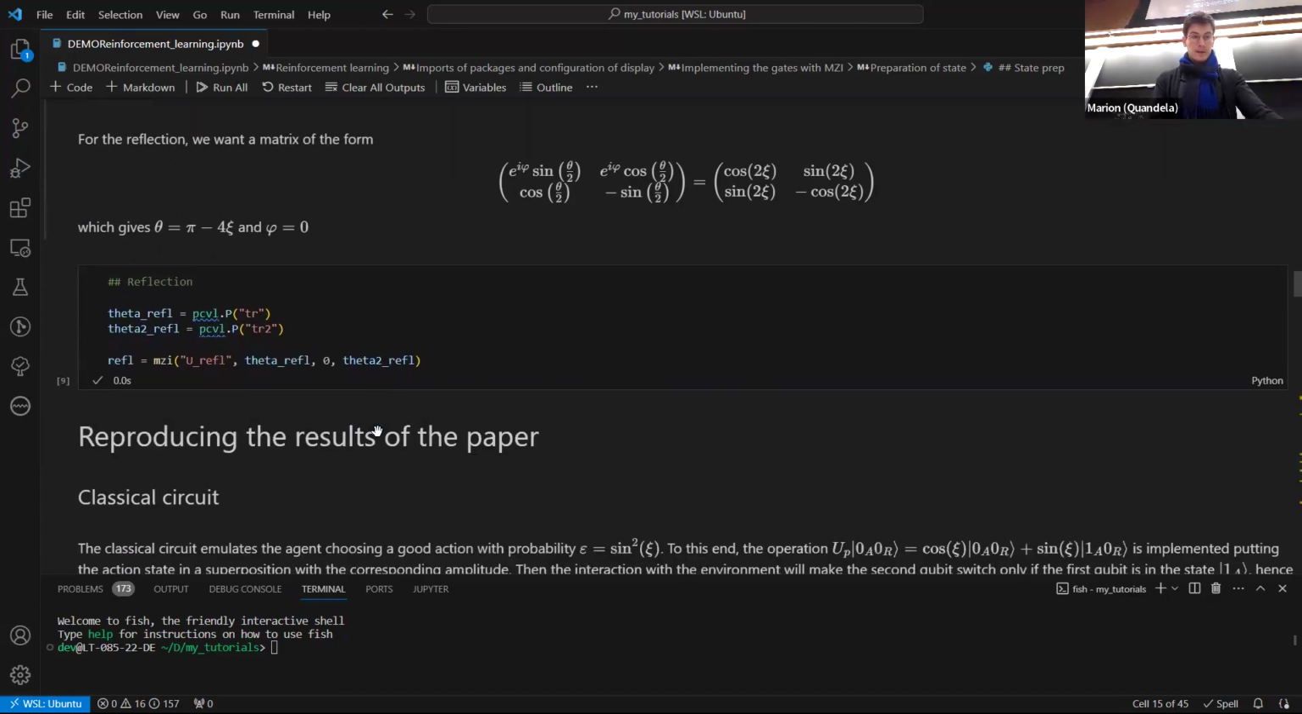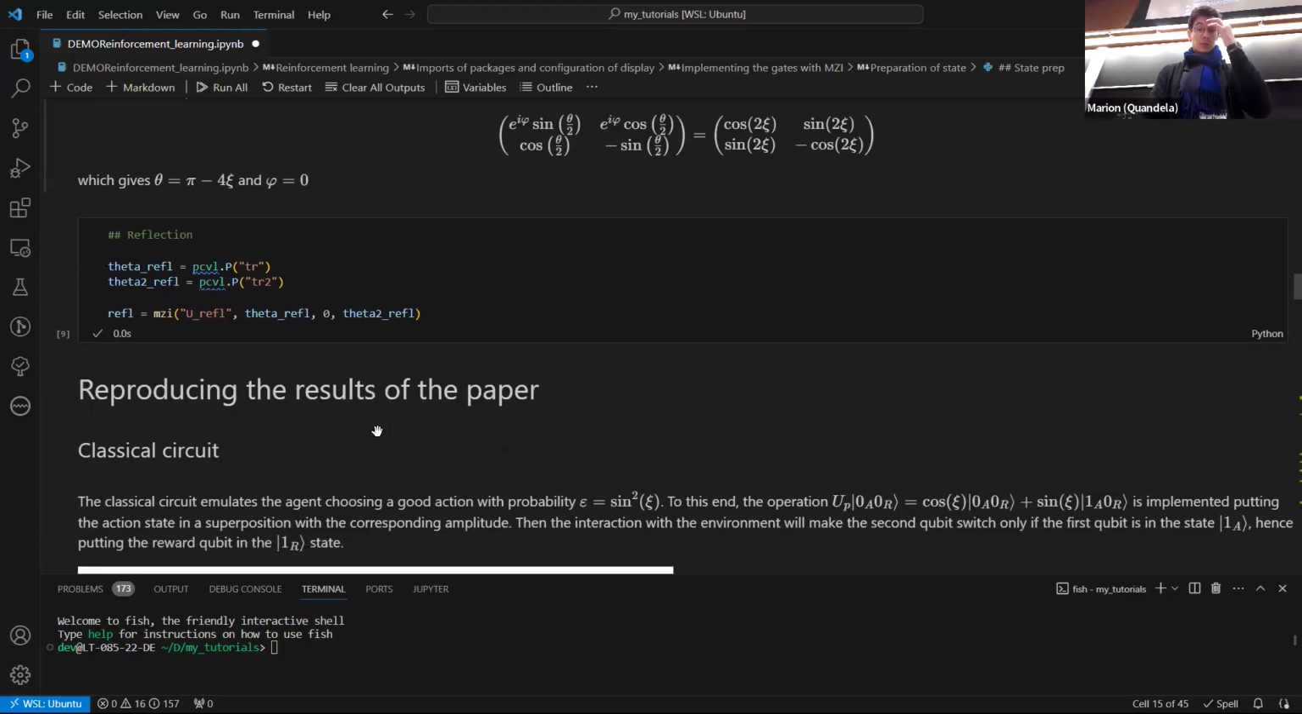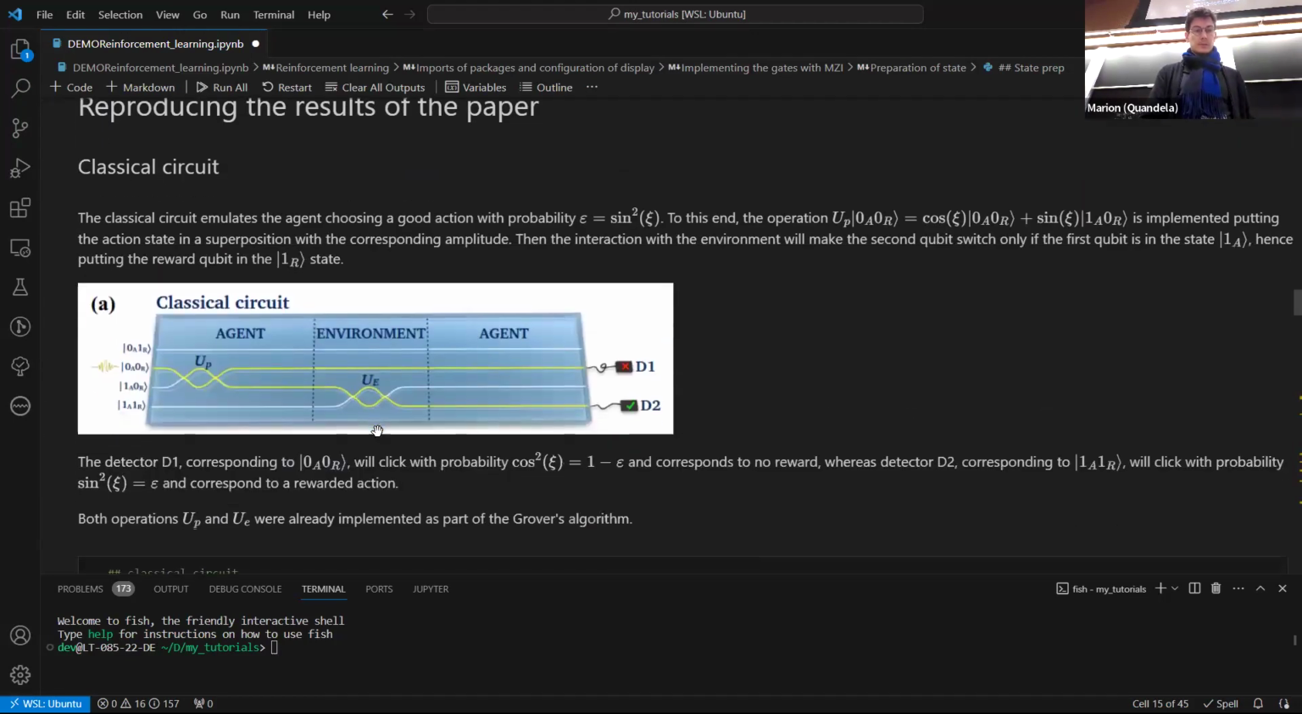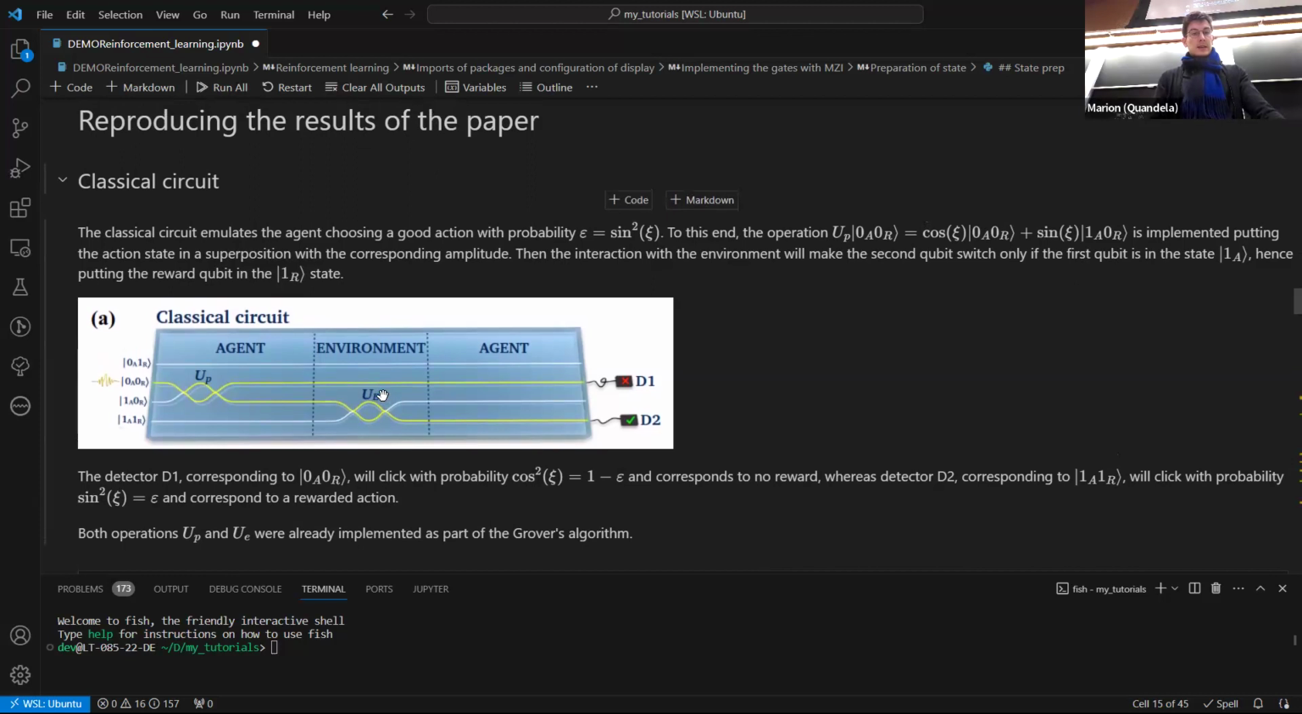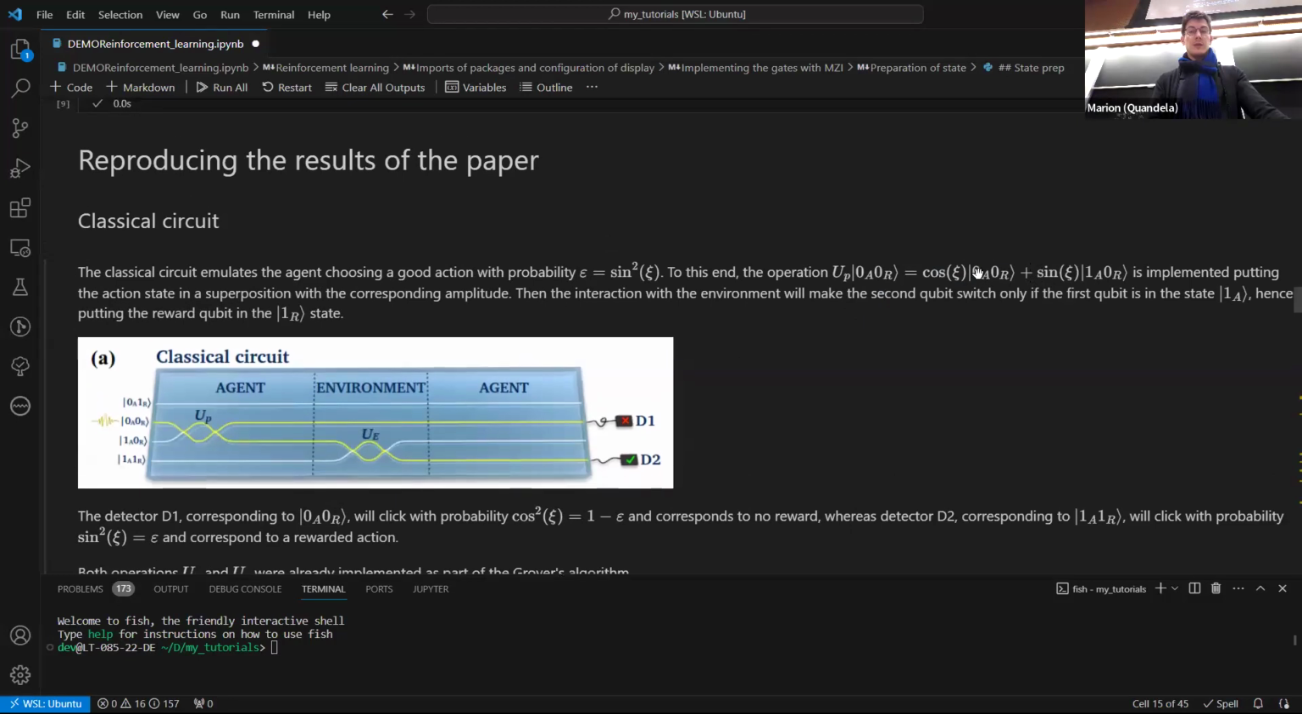Okay, and then I guess we are ready to go. The classical circuit is just going to be that. It's just a preparation, and then the environment acts with the swap, basically. The only thing is that the agent will choose the correct probability to put in the superposition. The probabilities will be given by sine square of this epsilon, basically, which gives you this superposition that I mentioned from the paper.